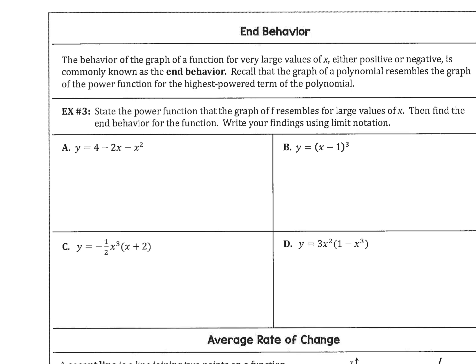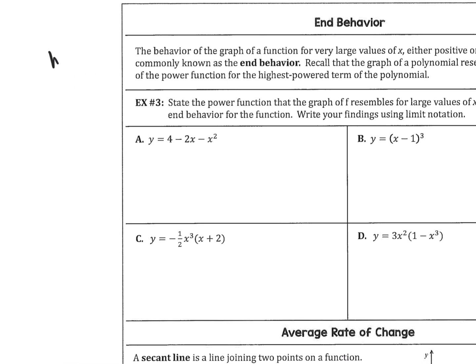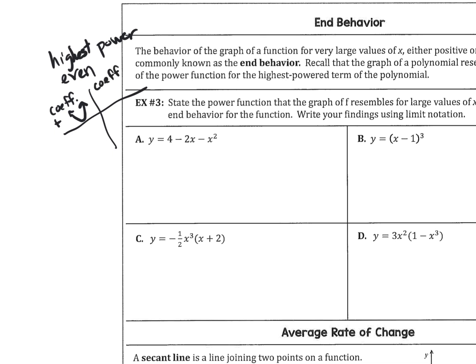What's the highest power? If the highest power is even, both ends go the same direction, don't they? Highest power is even, we're either going to have the coefficient is positive, and the function's going to look like this. If the leading coefficient is negative, then it's going to look like this. And we can tell what the end behavior is from that.